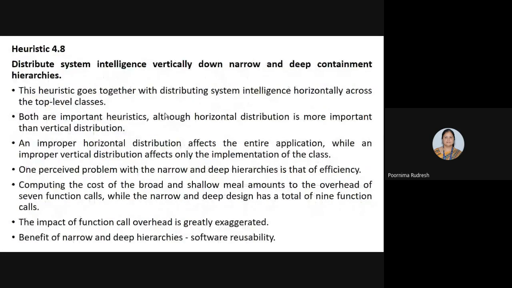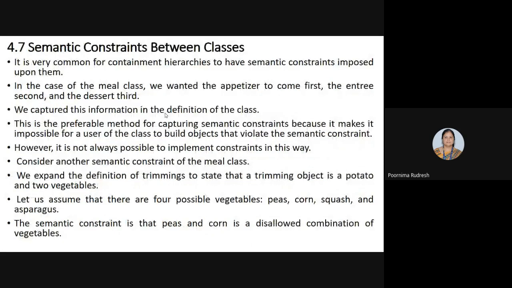So this we discussed in the previous class, and one more, the last heuristic 4.8: distribute system intelligence vertically down the narrow and deep containment hierarchies. Means whenever we are distributing the system intelligence, we are considering both the containment hierarchies, that is broad and shallow containment hierarchy and narrow and deep containment hierarchy. For these two containment hierarchies, we are considering when the system intelligence is going to be distributed.